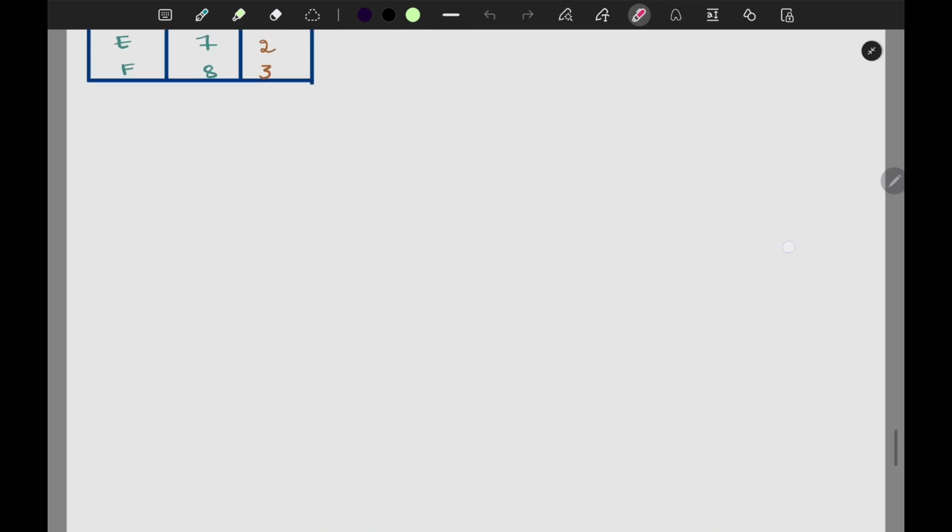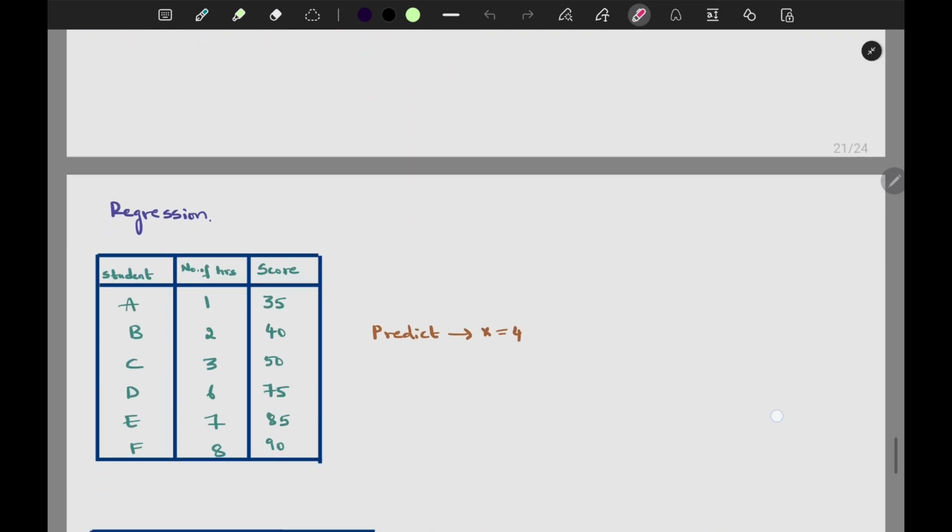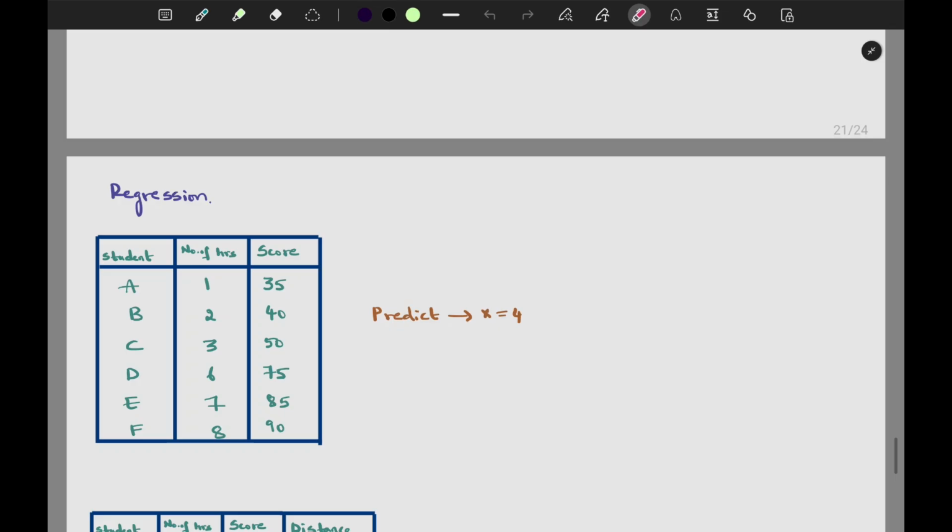Similarly for regression also, we will be looking into this. See here, there are the same 6 students, with 1 hour, 2 hours, 3 hours as well as 6, 7, 8 hours. I just gave scores instead of classification: 35 marks, 40 marks, 50 marks, 75, 85 and 90 marks. So here also I want to predict for a particular value. If a person is studying for 4 hours, I want to calculate what could be his score.